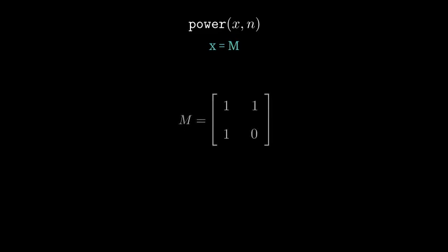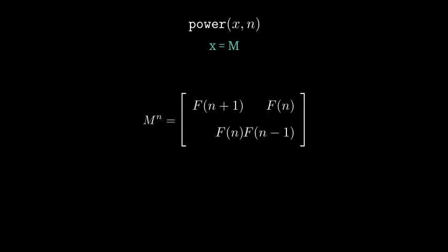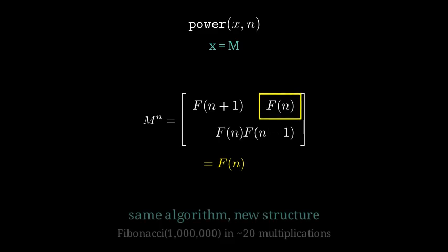Then watch. Let x be the 2 by 2 matrix, 1 1 on top and 1 0 beneath. Its powers carry the Fibonacci recurrence. Raise it to the n, and the top right entry is the nth Fibonacci number. The same squaring that computed a raised to the 8th now computes Fibonacci of 1,000,000 in about 20 matrix multiplications. We changed the structure, not the algorithm. Fibonacci was hiding inside matrix exponentiation all along. Same code, and now it is Fibonacci.